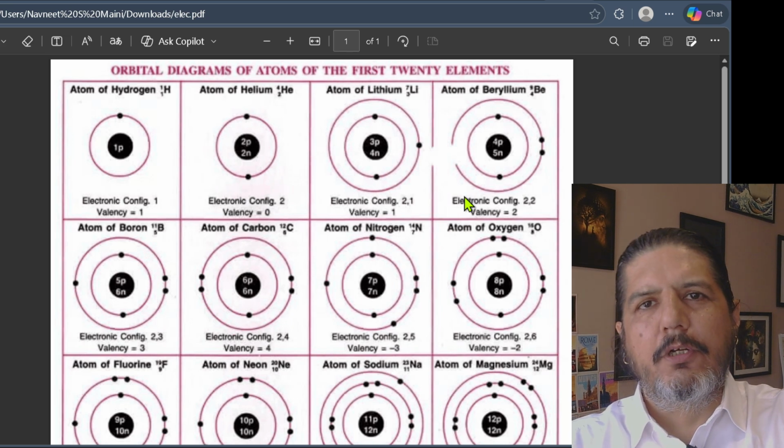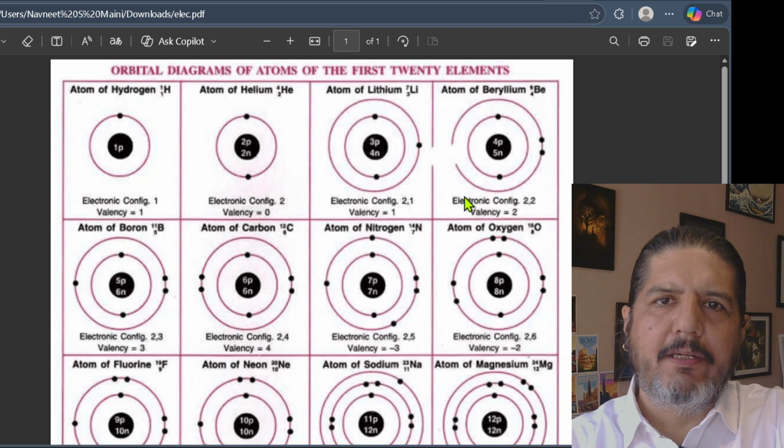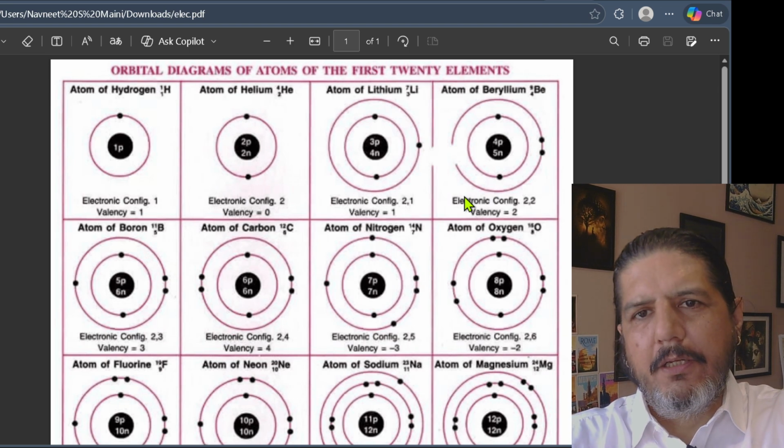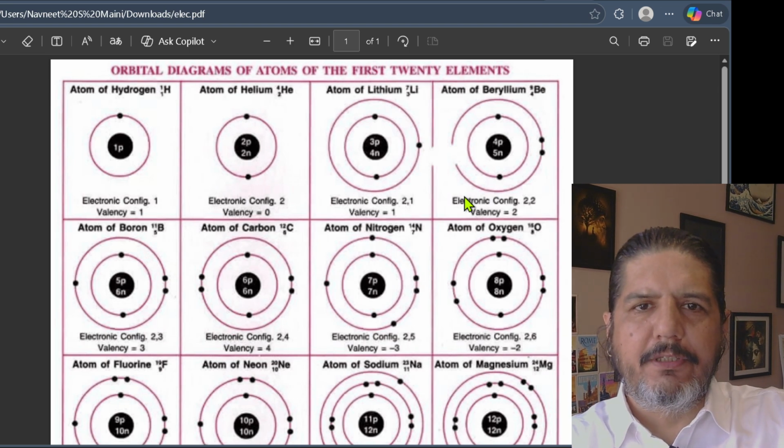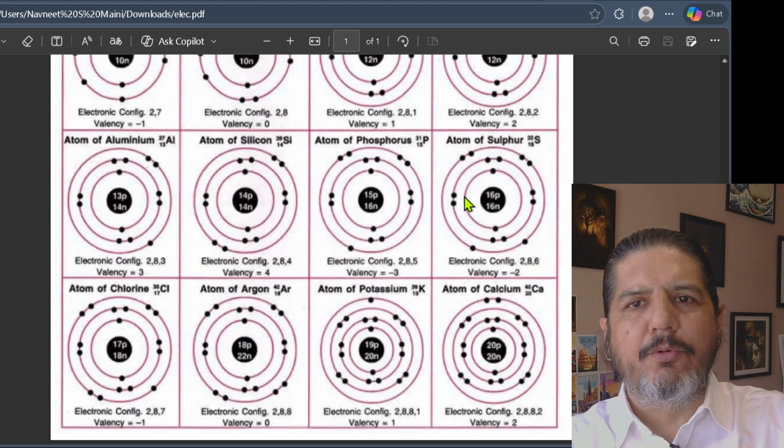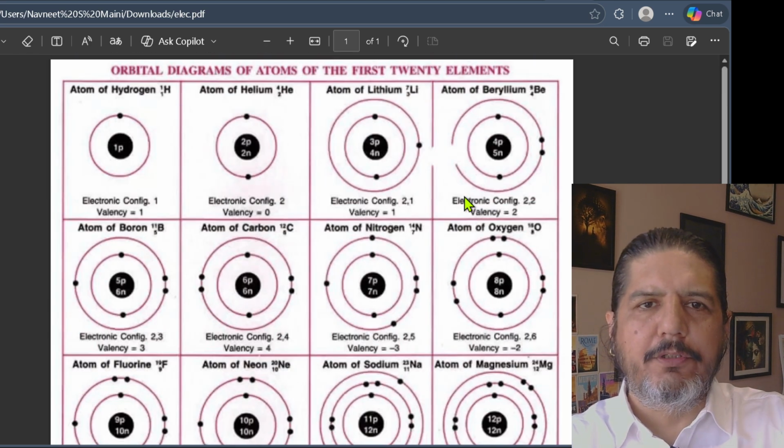In this lecture, we'll understand how to draw the orbital diagrams of atoms of the first 20 elements. So basically, these are the diagrams that you would have seen in your textbook. So I'll take the first 20 elements and then I'll explain how to draw them.